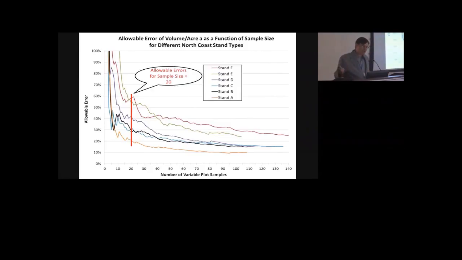So if I only put 20 plots out there in all my stands, the best I can do is tell my boss, well, your volume is X plus or minus 40%. Might not make him feel too good.